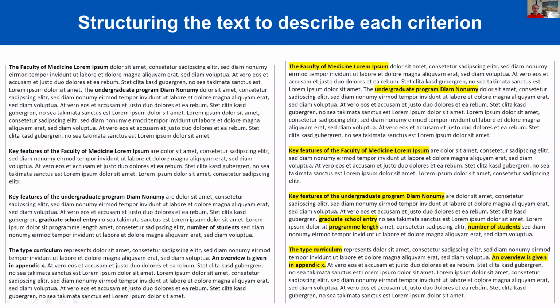Okay, in yellow you see highlighted, of course, the name of the faculty. Then highlighted, this always refers to the themes you actually identified in the criterion. And you see here there's the undergraduate program, the key features of the undergraduate program, the graduate school entry levels, the program length, number of students, the type of curriculum, and an overview is given in Appendix X. And when you read this, you see that it exactly includes all the themes which are in the criterion.